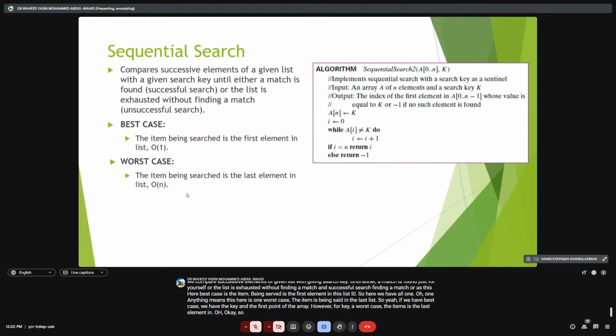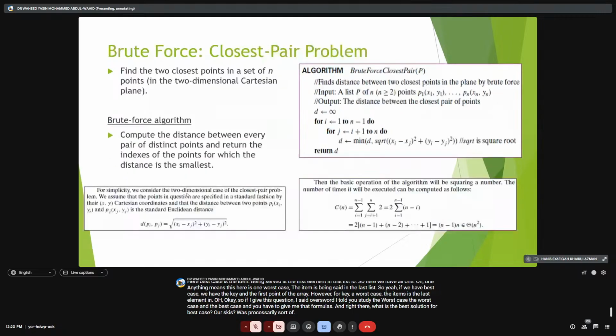Okay, so if I give you sequential search or bubble sort, I told you to study the worst case and best case, and you have to give me the formulas and write what is the best solution for the best case and worst case, for sequential search or bubble sort or for all of them.